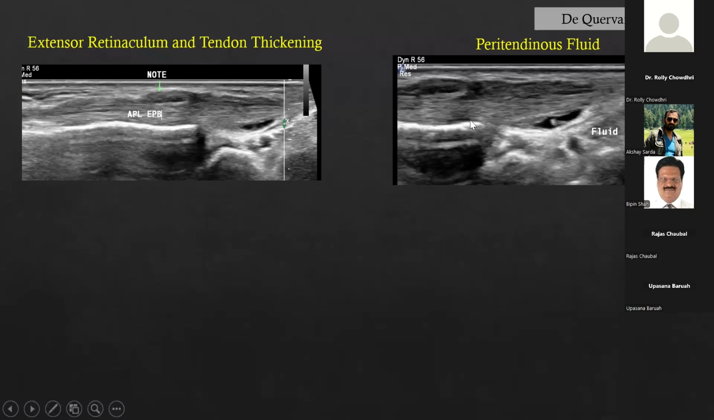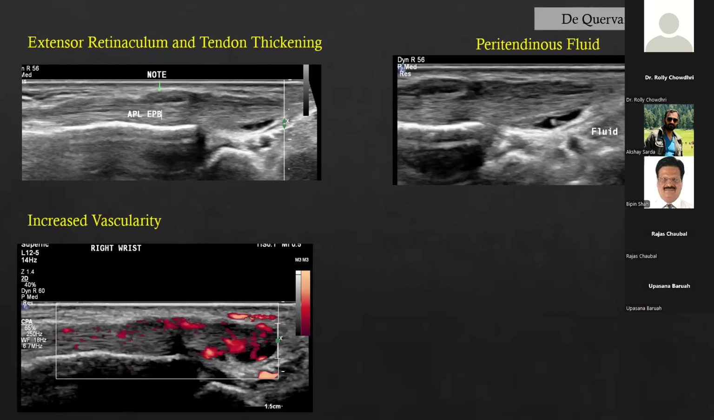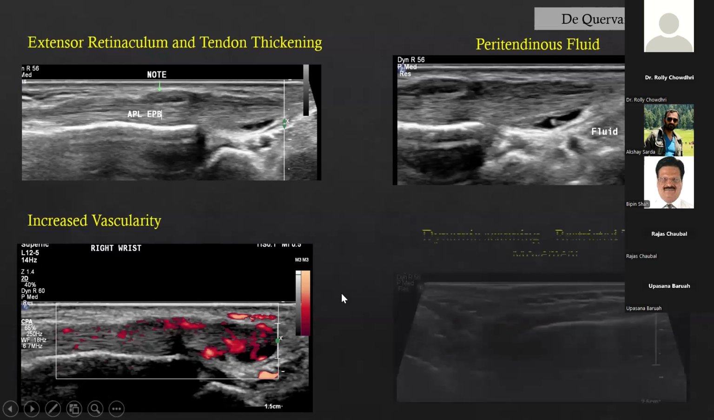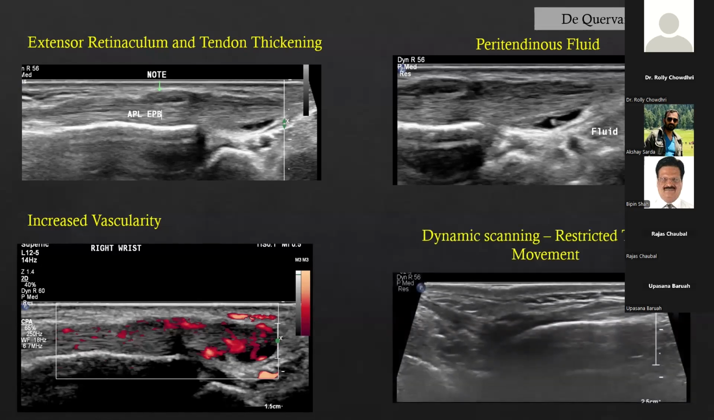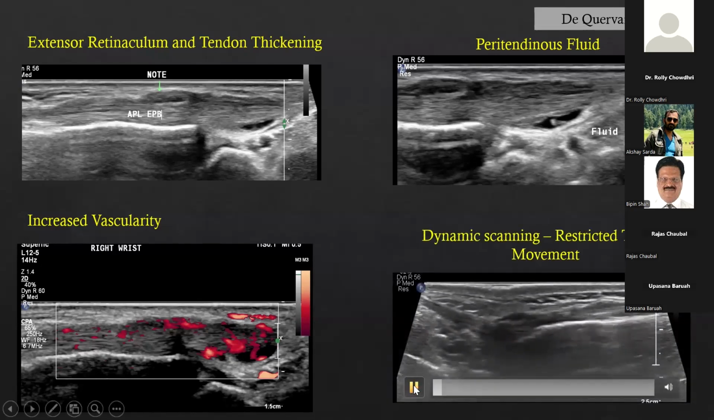So at the level of the radial styloid, what you will get is thickening of the retinaculum and tendons. And a little distally, what you will get is the peritendinous fluid. Again, because of neovascularization, there will be significantly increased vascularity. These are all the typical findings that you will get. Along with that, if you do dynamic scanning, there will be significant restriction of the tendon movements.